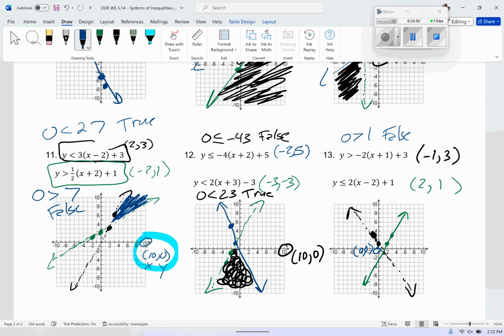All right. Take 0, 0, plug it in here. 0 minus 2, negative 2. 2 times negative 2. Negative 4. Negative 4 plus 3. Is 0 less than negative 3? Right? Am I good? Okay.